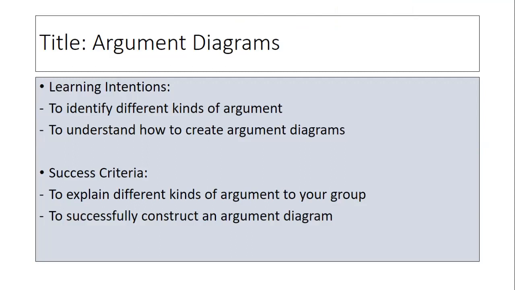Your learning intentions for this lesson are to identify different kinds of argument and to understand how to create argument diagrams. Your success criteria is to explain different kinds of argument to your group, but you can't really do that because you're not in the classroom, although you could contact someone else in the class and explain these different kinds of argument to your group. Alternatively, you being able to take good notes on the different kinds of argument diagram would be sufficient to show that you're explaining those different kinds of argument. You'll also be able to successfully construct an argument diagram by the end of this lesson, hopefully. So let's get right into it.